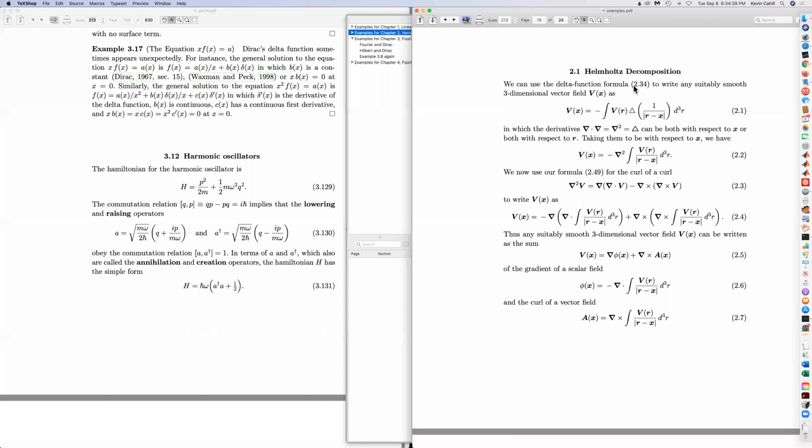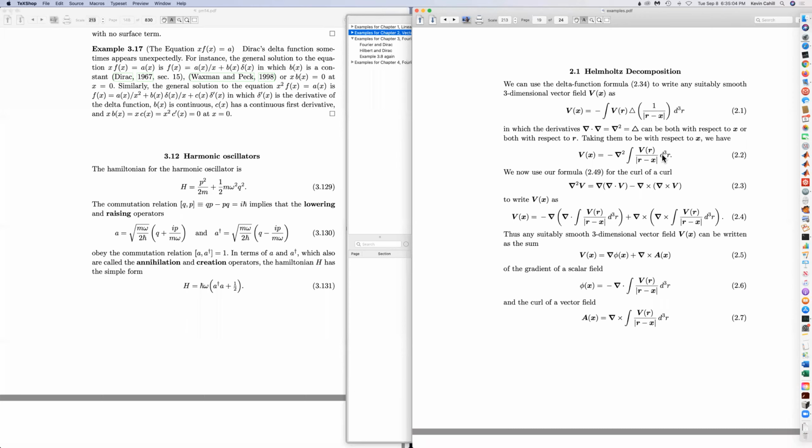And so what I want to do is use the delta function formula, namely that the delta function of r minus x is minus Laplacian of 1 over the absolute value of r minus x, to write an arbitrary vector field as an integral over all space of this expression.